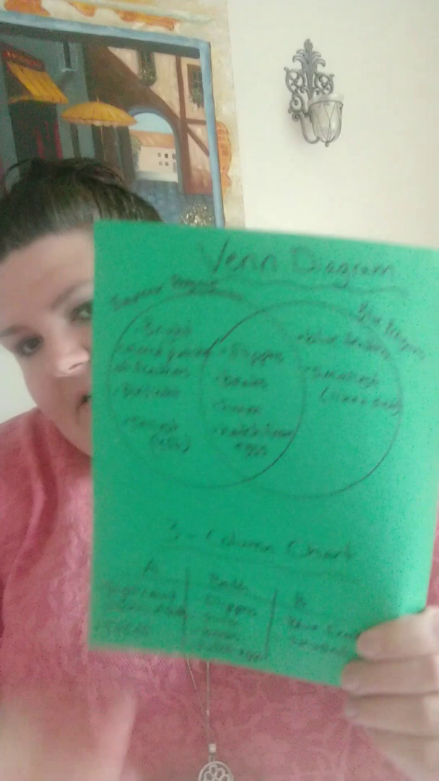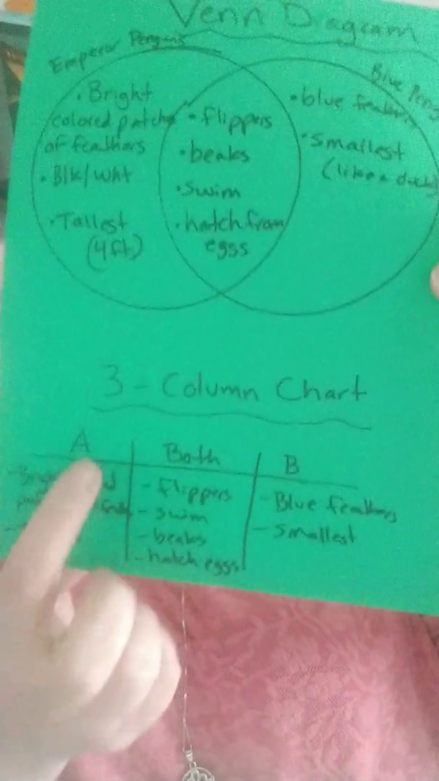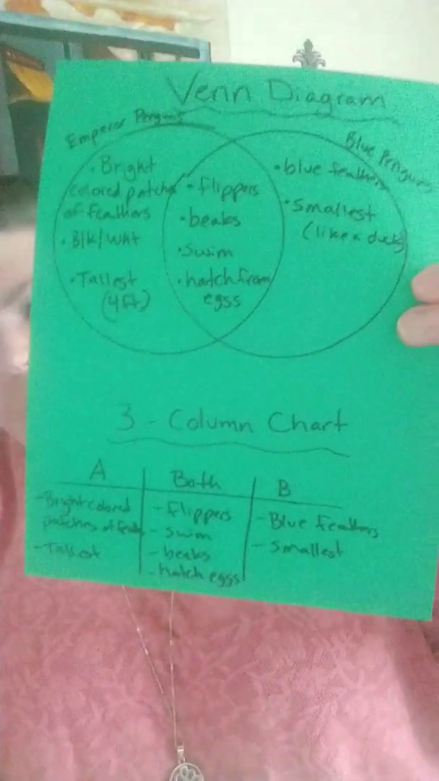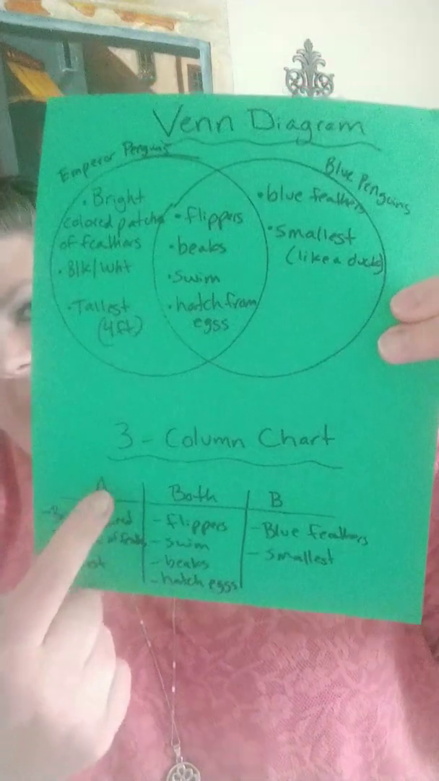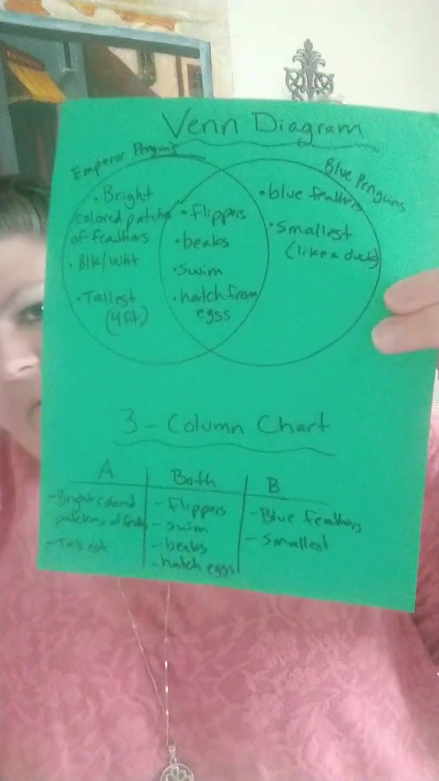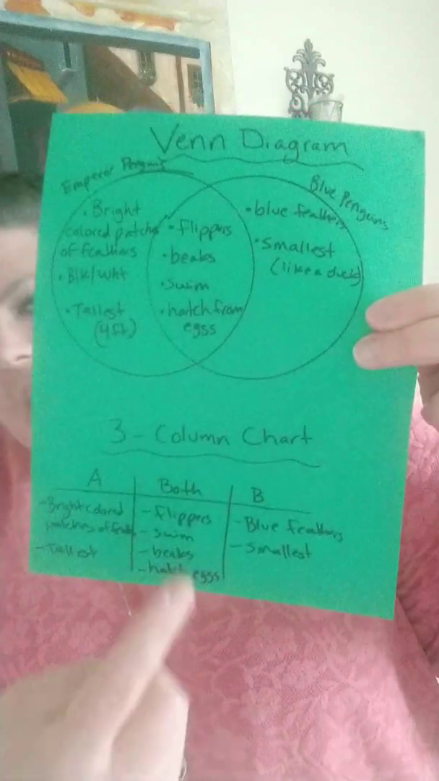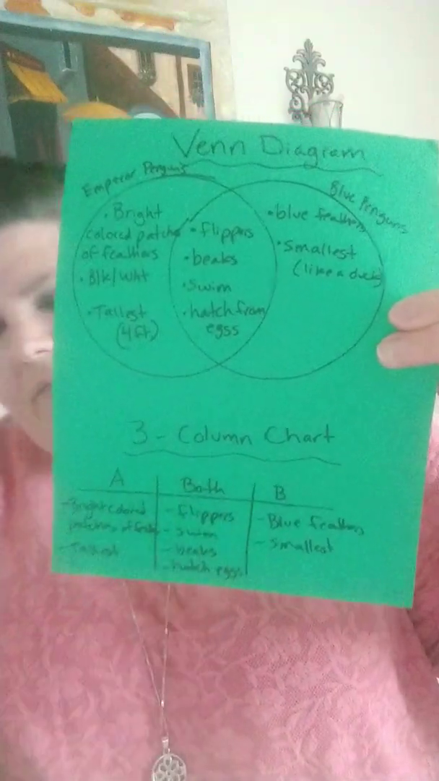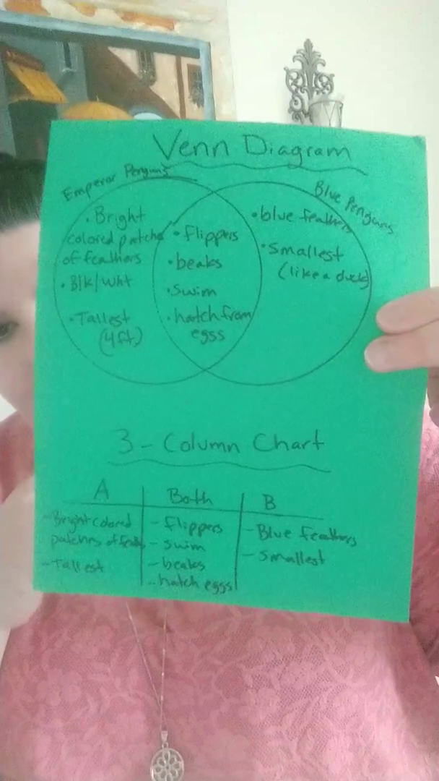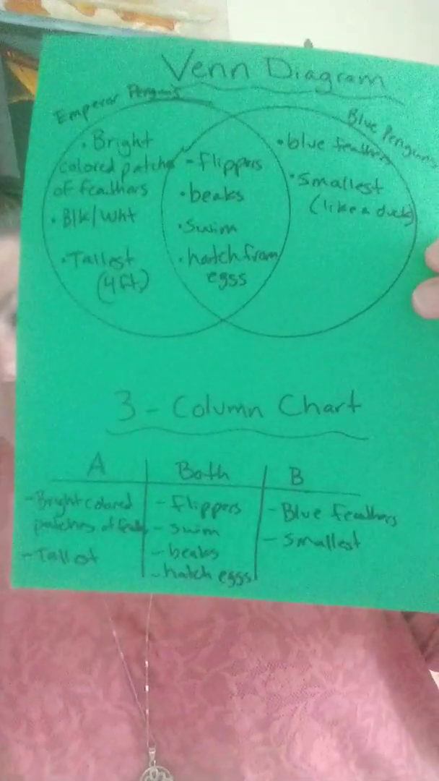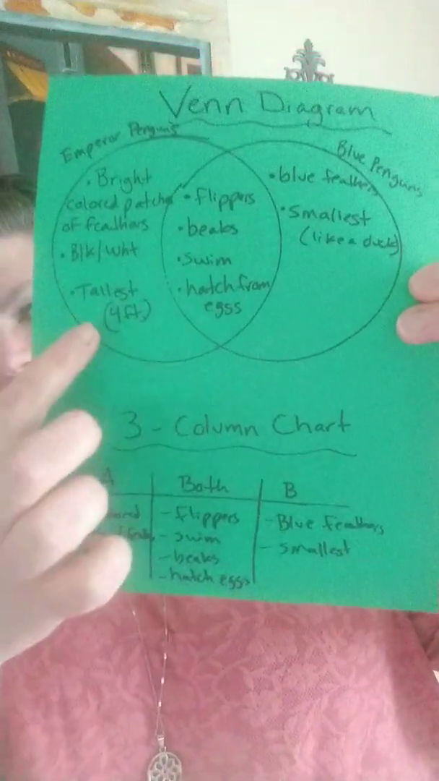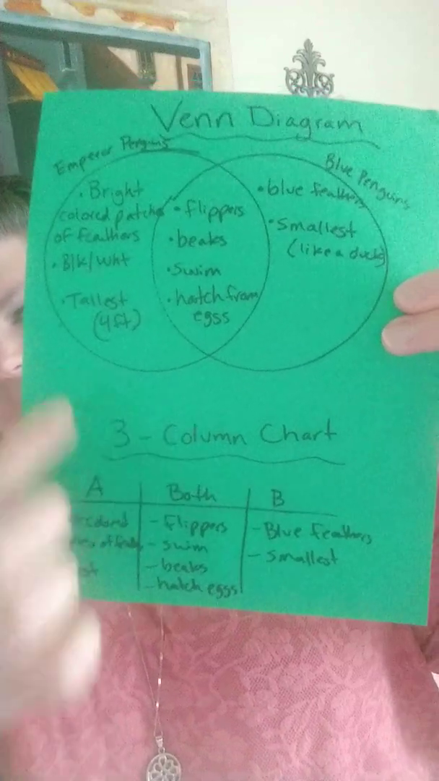You can also, if you'd like to try something different than a Venn diagram, create a 3-column chart. It's basically the same thing. A would represent emperor penguin. B is my other thing I'm comparing, blue penguin. And where it says both, you'd put what is similar for both of them. And I just put the exact same information down. So whatever I have on the one side goes here. So you can do your graphic organizer either way.